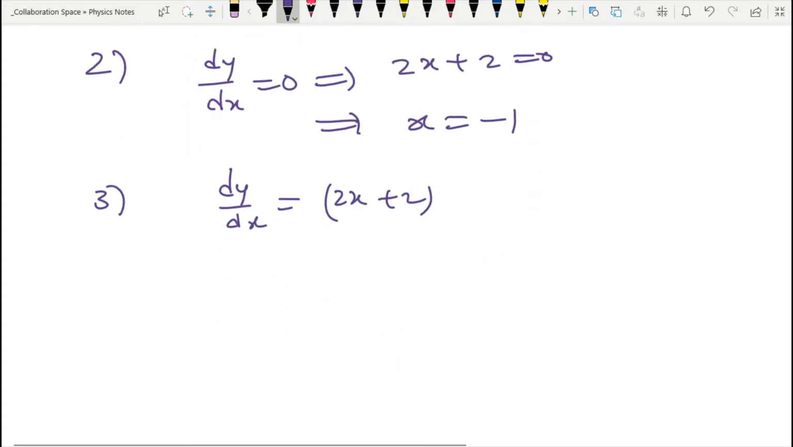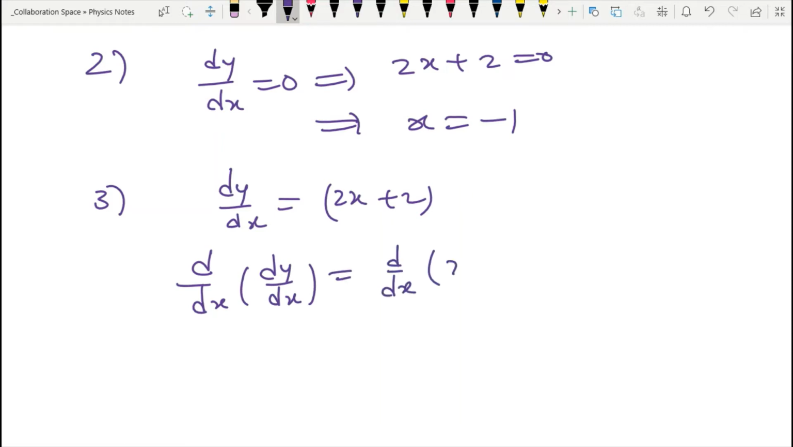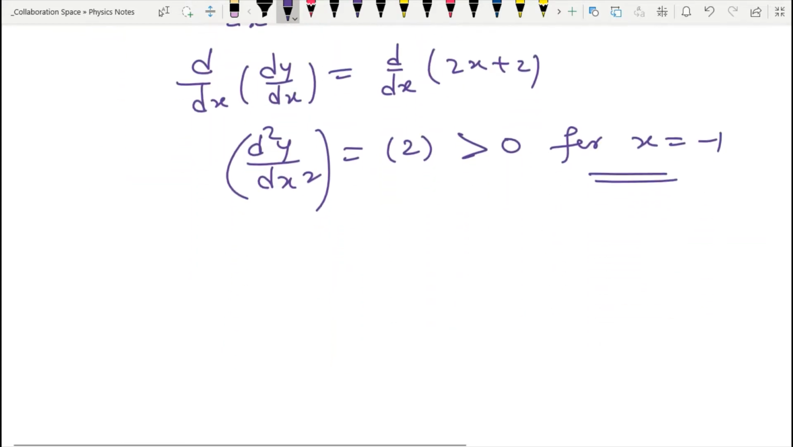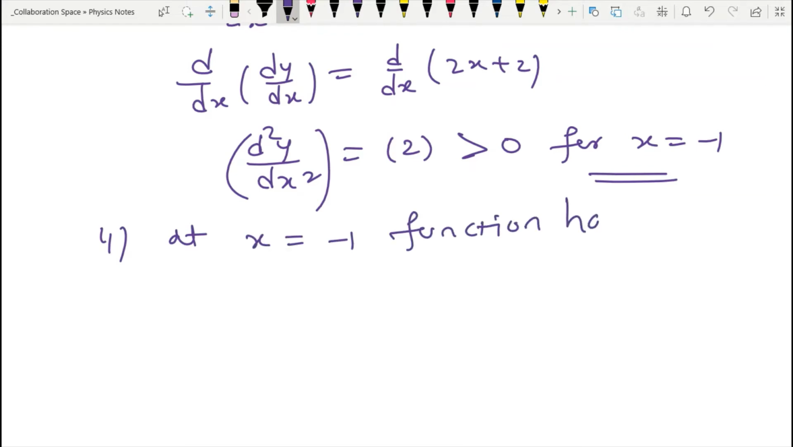Now again I am applying the differentiation on both sides, which means again I am differentiating this. If I apply the differentiation on both sides, this side becomes d square y by dx square, and this side becomes 2, and the remaining terms become 0. So you can clearly see the second derivative is positive for x is equal to minus 1. That means at x is equal to minus 1, the function has a minimum value.